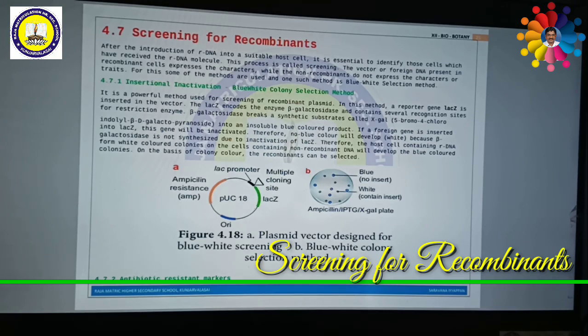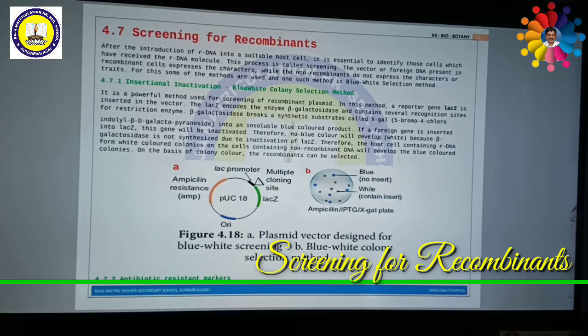What is the importance of this LacZ gene? This LacZ gene encodes the enzyme beta-galactosidase. That means LacZ is able to produce an enzyme called beta-galactosidase. What is the importance of beta-galactosidase? If LacZ is present inside the plasmid, which can produce beta-galactosidase, then what will happen?